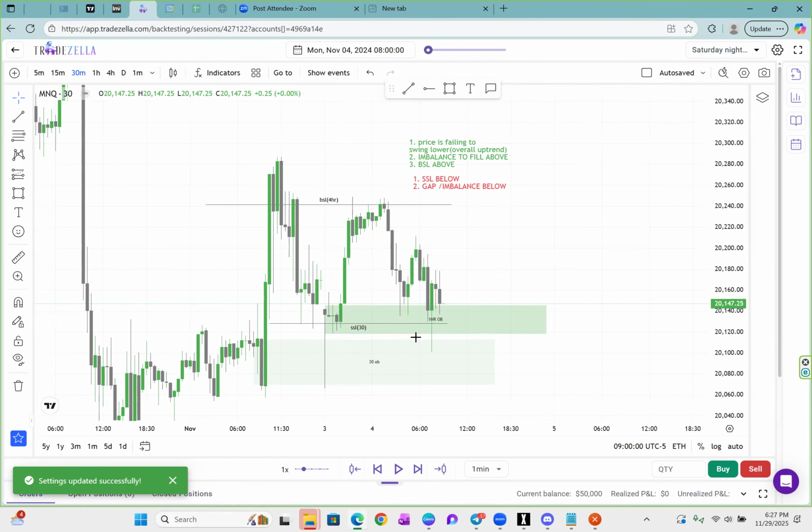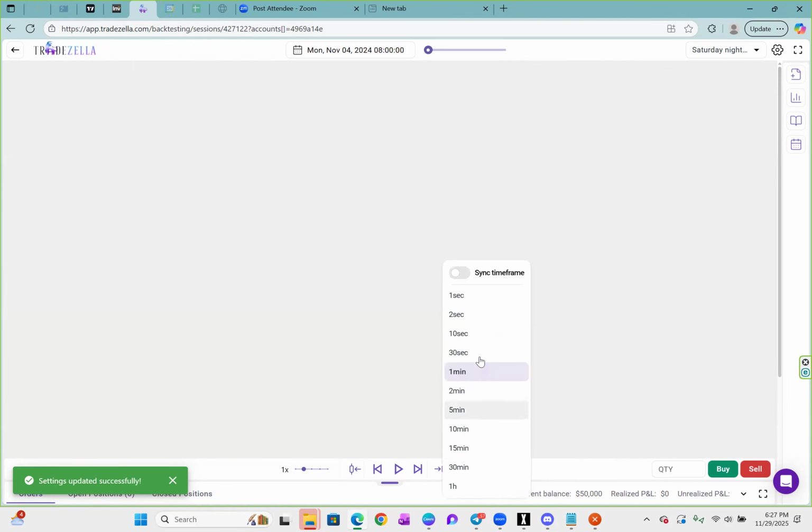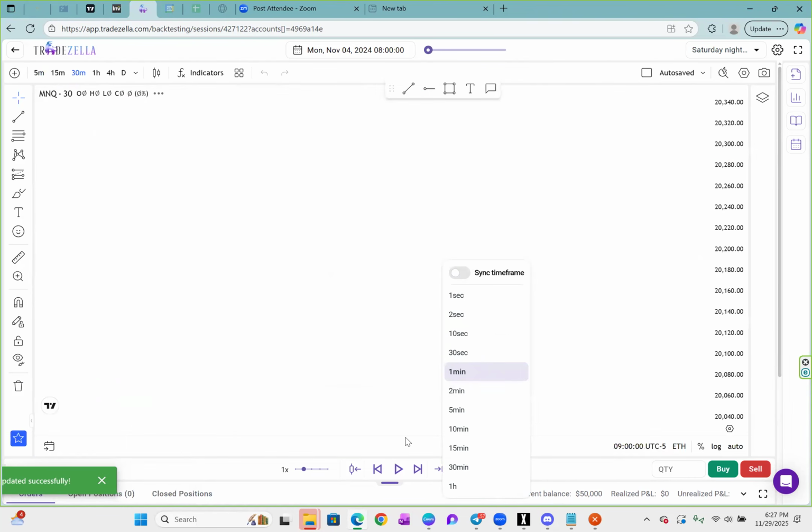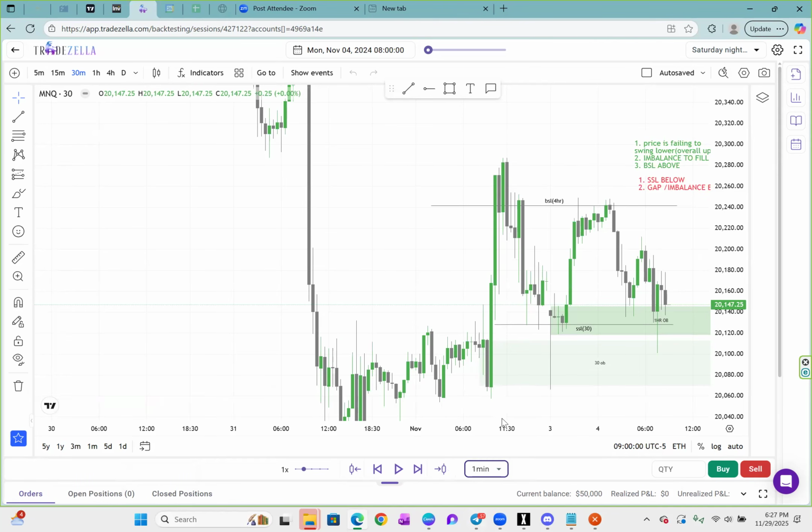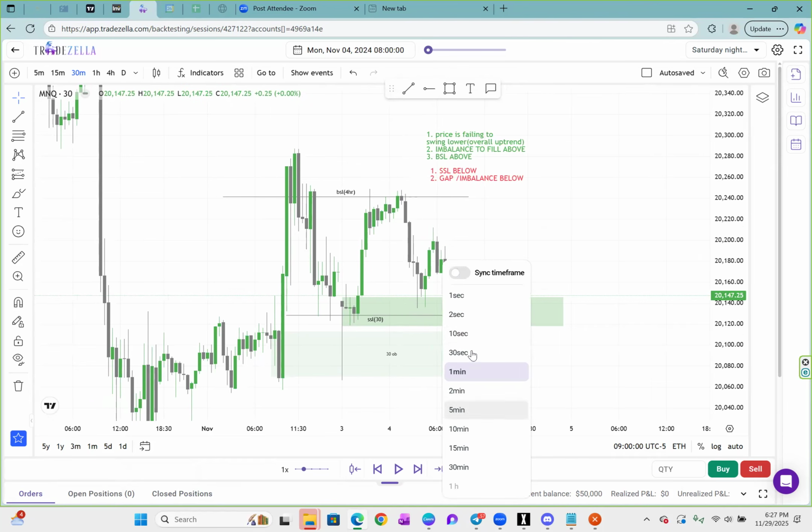So let's get a little closer to opening bell. You see the time here, that's 9 a.m. Opening bell is 9:30. This is how you adjust the speed. Oh, didn't mean to do that. So this is how you adjust the speed. So obviously, the more you go to 1 second, 2 second, 10 seconds, it's slower.